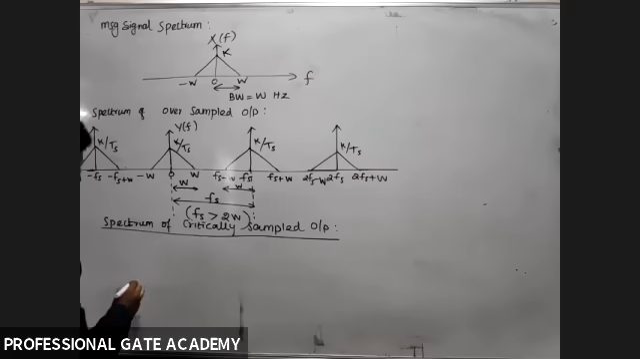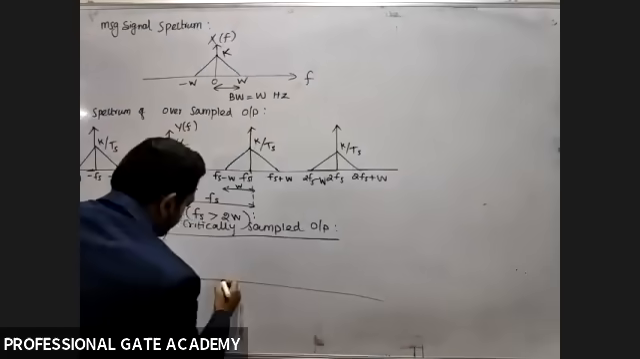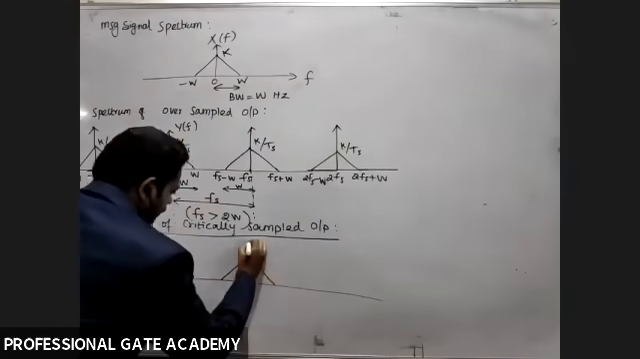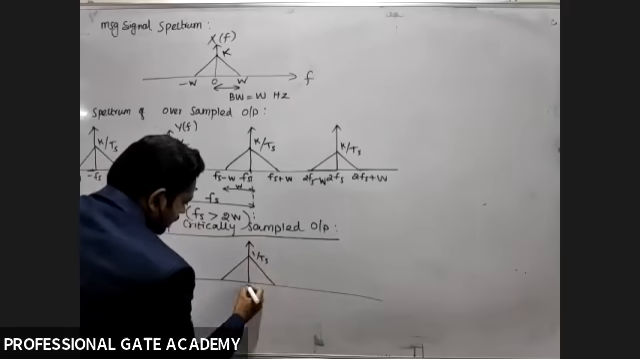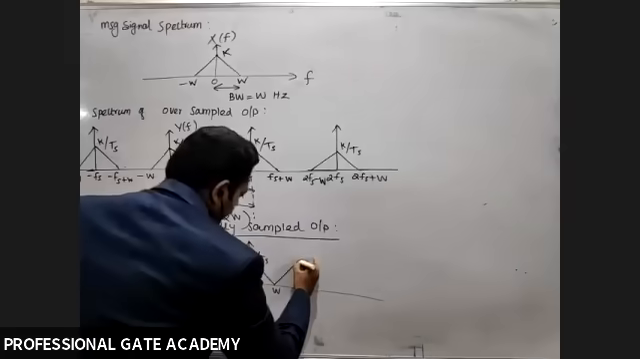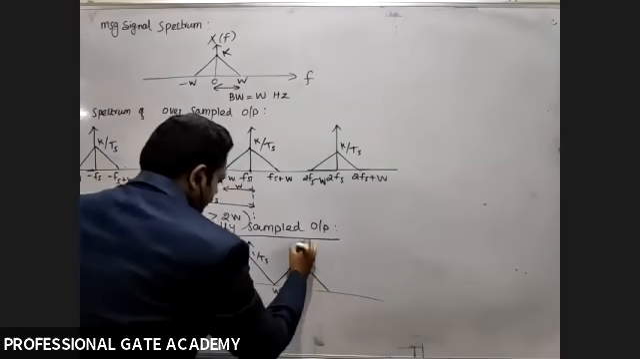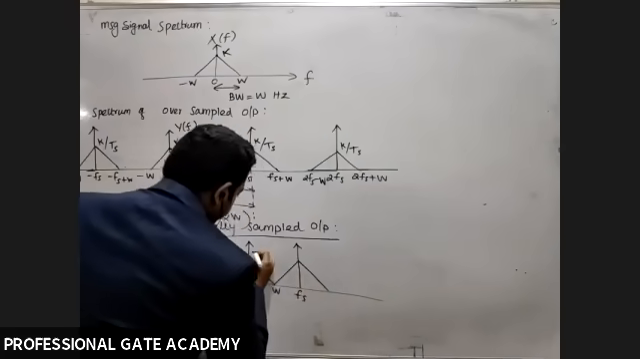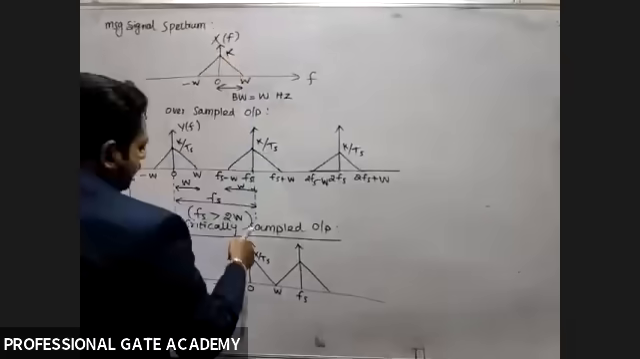Yes, I will first draw X of F. This is 1 by Ts, 0, W, minus W. The next, this is Fs, or K you take. If you take K, you take K by Ts. Here K by Ts, here Fs plus W or Fs minus W.